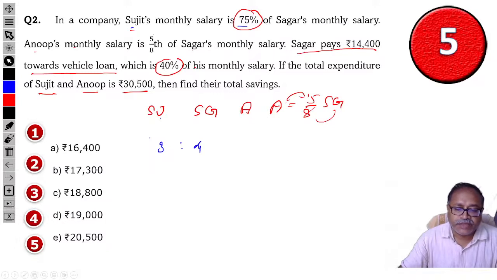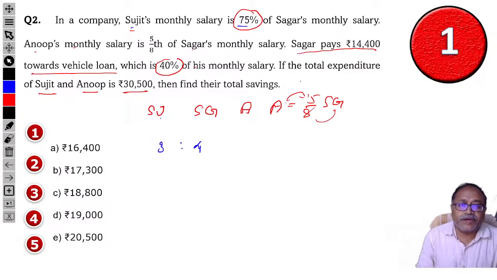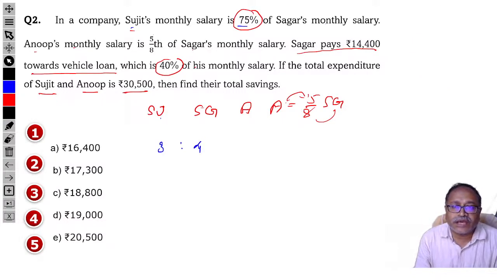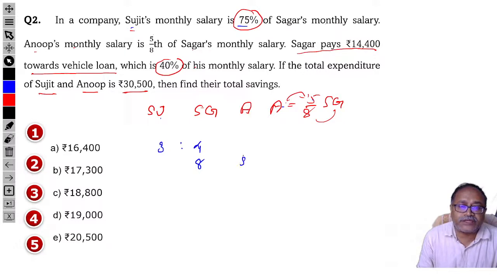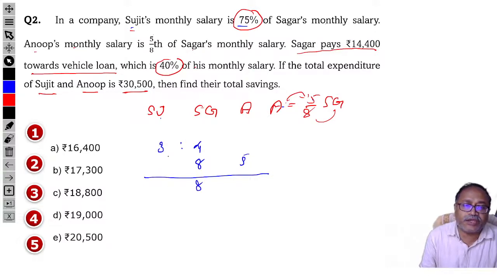Sujit is how many parts? 8 parts. Sagar is 8 parts. Then Anup is 5 parts. So when I combine this, I multiply the first ratio by 2. You are getting 8 here and 6 here, and also 5 over here. So you have to combine.